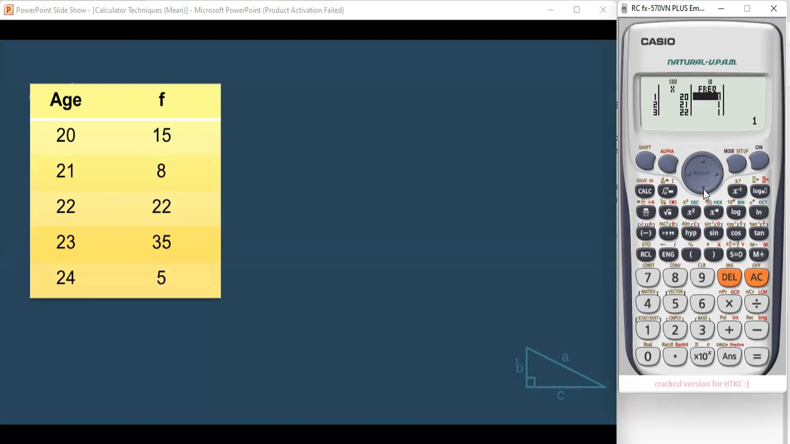And after that, 15, 8, 22, and 35. And 5. And afterwards, AC lang po, shift, 1, variability, which is number 4, and the mean. So for our mean, that is 22.08. So that is mean 22.08. So now let's have the standard deviation for the sample and the standard deviation for the population and the sample variance and the population variance.